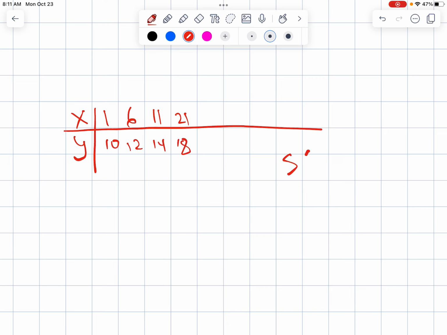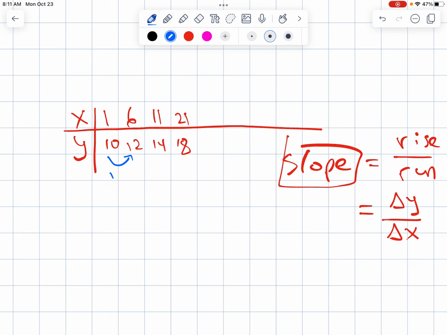Now the slope, remember, slope is equal to your rise divided by your run. Now the rise is the change in the y values divided by the change in the x values. So let's look at the change in the y values here. From 10 to 12, I'm going up by 2. From 12 to 14, I'm going up by 2. And this is a little different here. 14 to 18, I'm going up by 4. Now, it seems a little bit weird, but let's see if we can make sense of that.